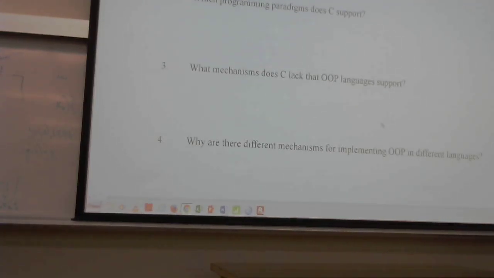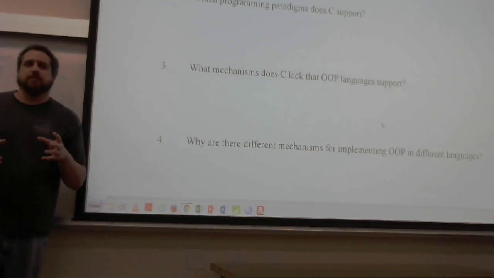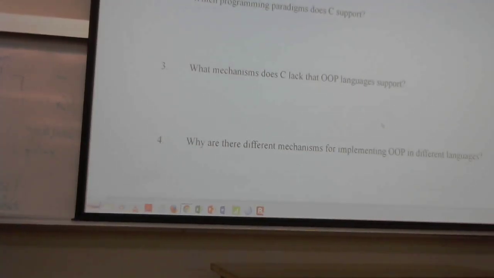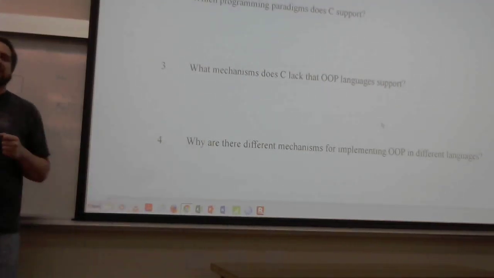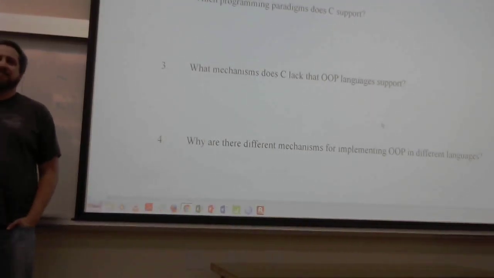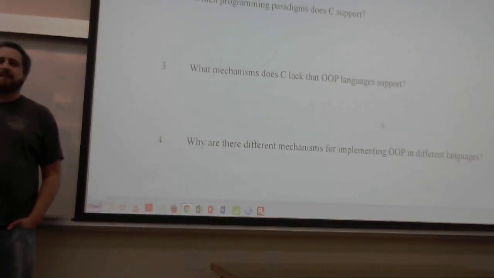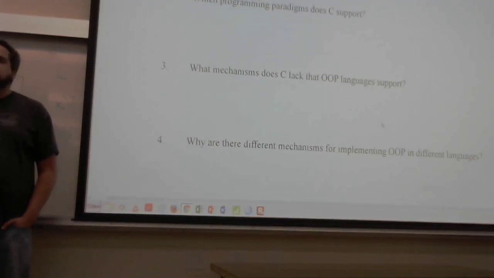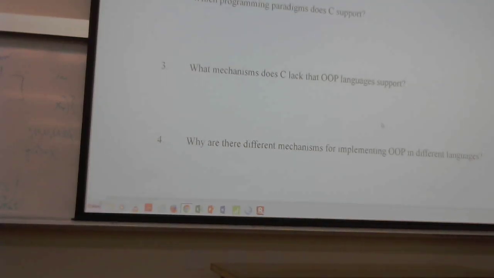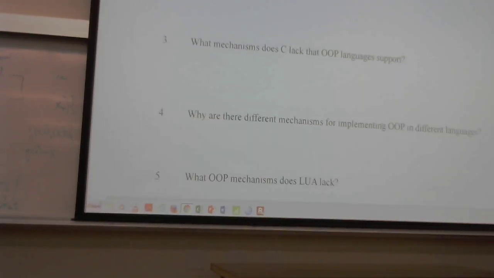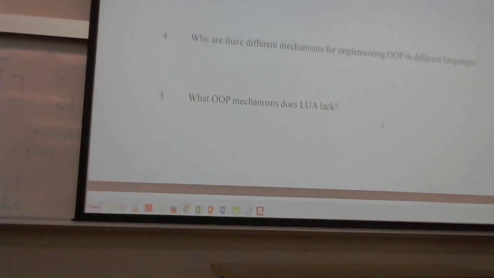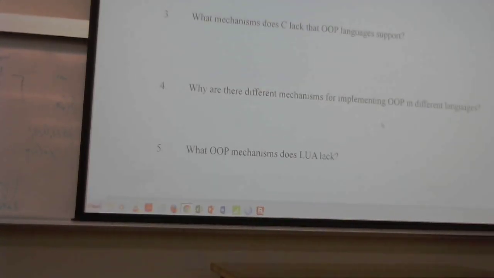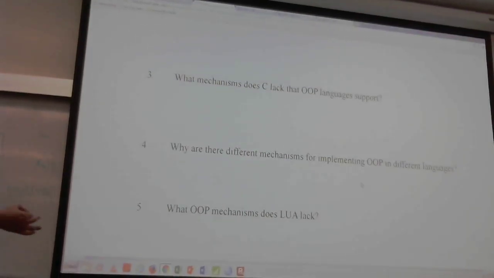Which programming paradigms does C support? Imperative, structured, procedural. No, it's not object-oriented. If those are the only three you wrote, you got full credit for that. Strict typing is not a programming paradigm. What mechanism does C lack that object-oriented programming languages support?